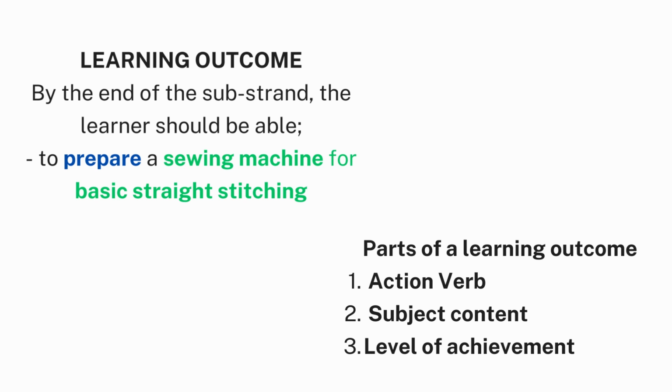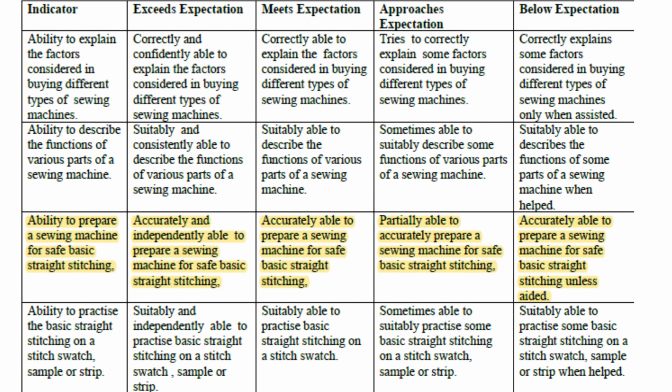The second component is the subject content, and in this case, it is a sewing machine for basic straight stitching. Knowledge necessary to prepare a sewing machine includes knowing what it is, why it is a noteworthy investment, what to consider when buying one, the parts of a sewing machine, the types of machine stitches, and how to troubleshoot any machine faults. The third component of a specific learning outcome is the level of achievement.